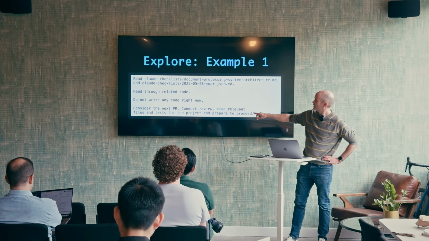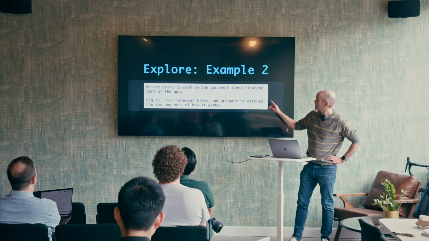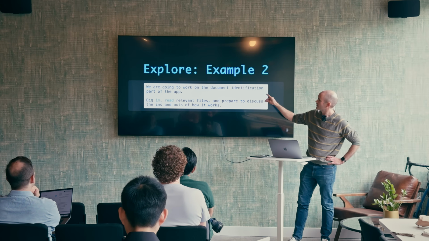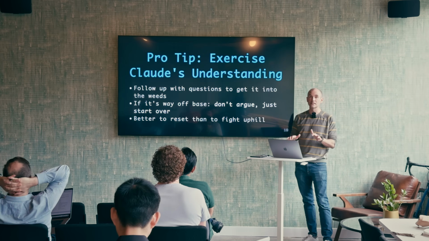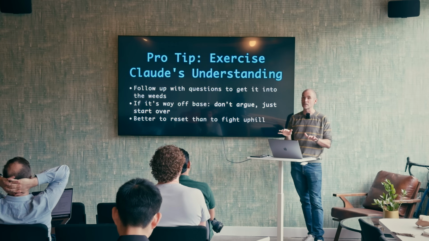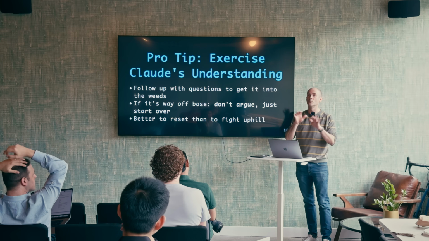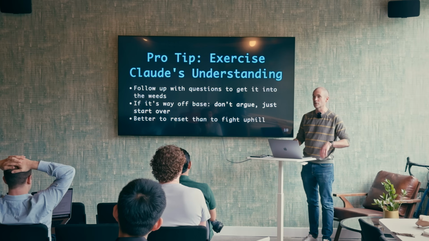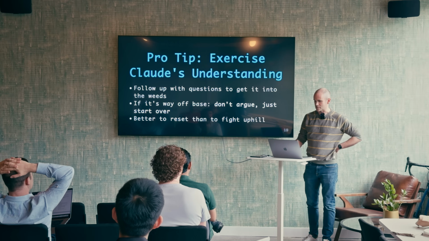Don't write any code. Maybe if you have a PR, consider the next one, review, read relevant. But I actually think this is a lot better: we're going to work on the document identification part of the app, dig in, read relevant files, prepare to discuss the ins and outs of how it works. Sometimes I'll follow up with questions just to make sure it actually has the context. And often I will double escape to remove that from the context if I think it's doing a good job, just because I like a lot of room in the context window.